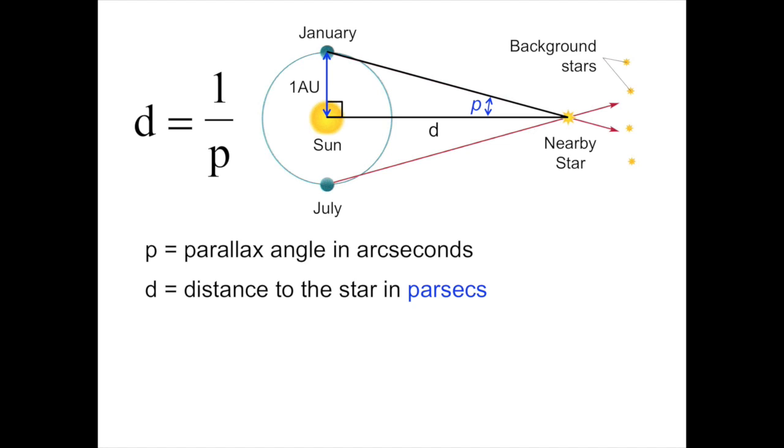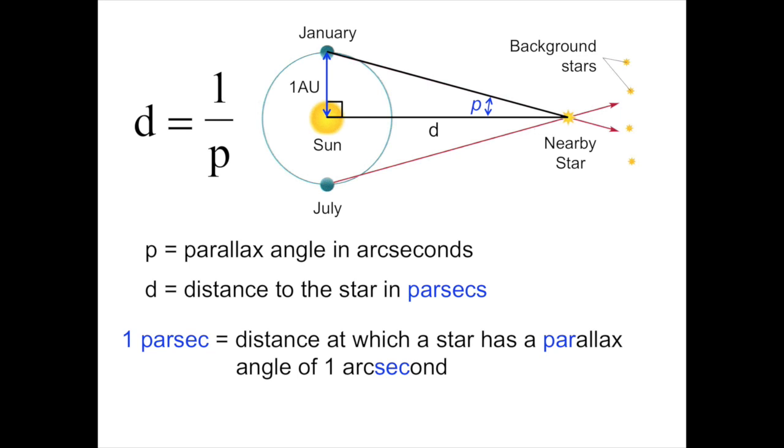If I measure the parallax angle in units of arc seconds, an arc second is 1/3600th of a degree, then the distance to that star will be 1 parsec. A parsec is a funny word. It's a portmanteau word. It's a mashup of two words. A parsec is the distance of which a star has a parallax of 1 arc second. So a 1 parallax second is a parsec.